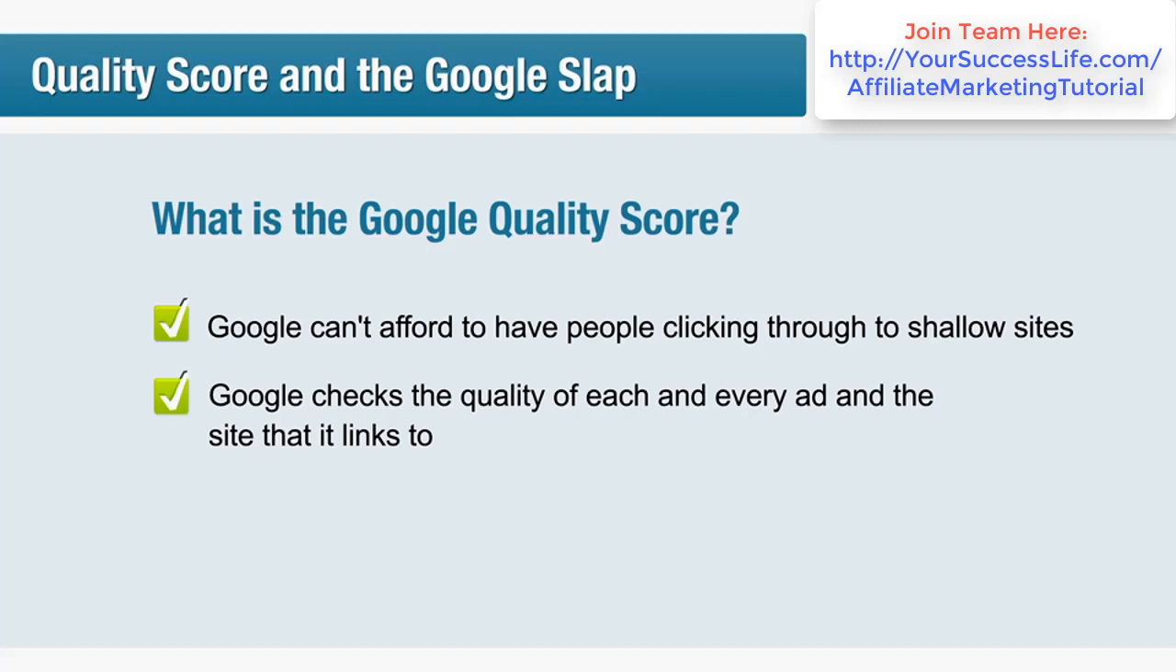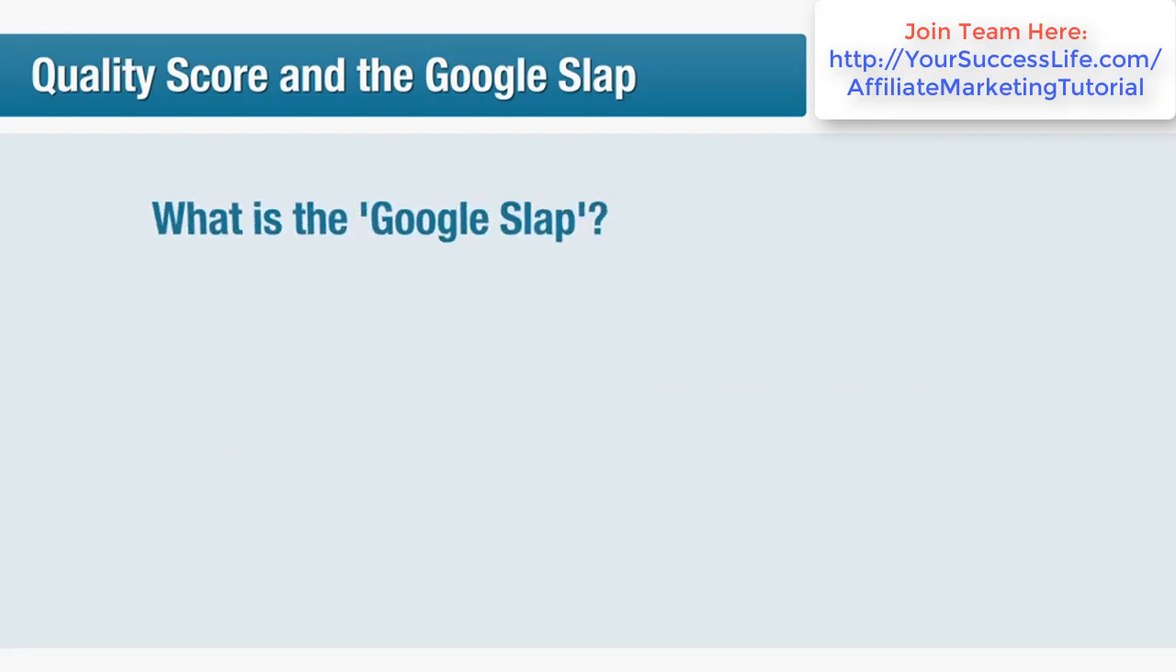This means that if either your ad or landing page are found to be wanting, Google will give you a low quality score and punish you with what is vividly dubbed the Google SLAP. Unfortunately, the Google SLAP is every bit as nasty as it sounds. The Google SLAP is when Google deactivates your keywords until you either pay a hefty penalty cost per click or make some changes to increase your quality score.